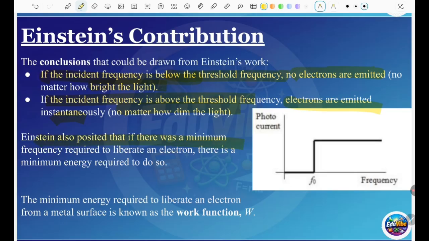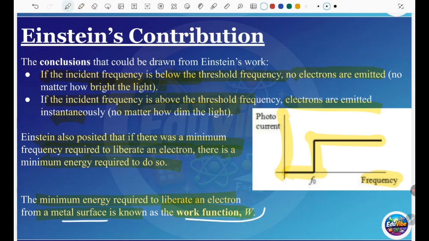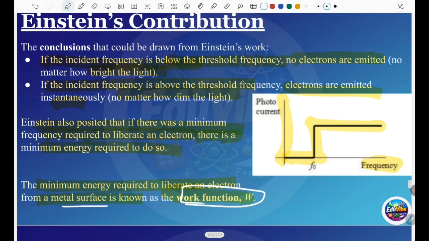Einstein also posited that if there is a minimum frequency required to liberate an electron, there is a minimum energy required to do so. Here we have photocurrent against frequency, and the threshold frequency goes with a graph like this. We will talk about the photocurrent in the next few slides. The minimum energy required to liberate an electron from a metal surface is known as the work function, denoted by W.